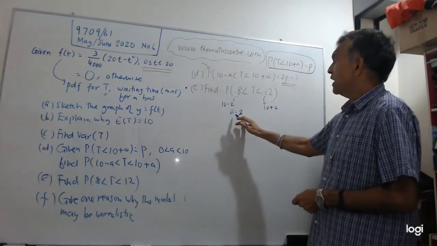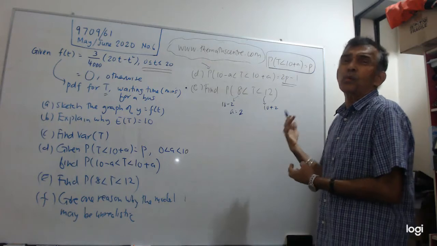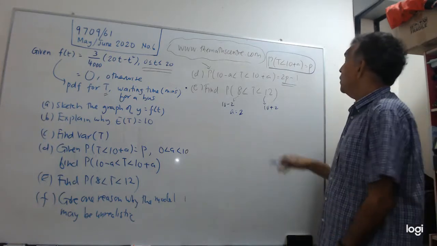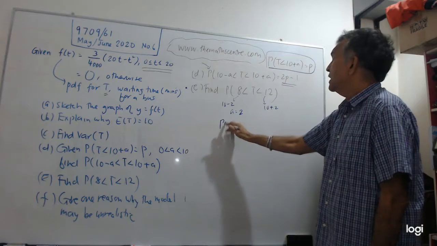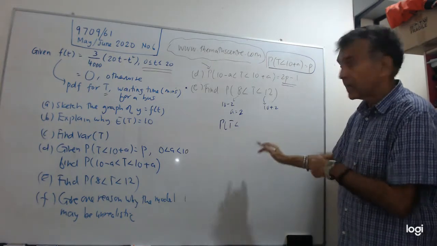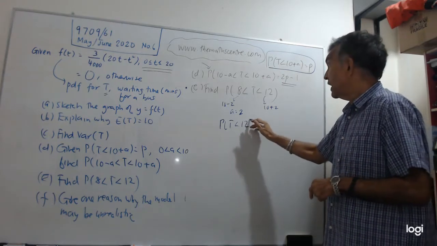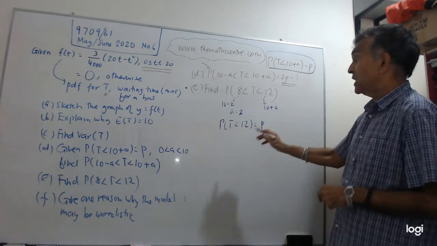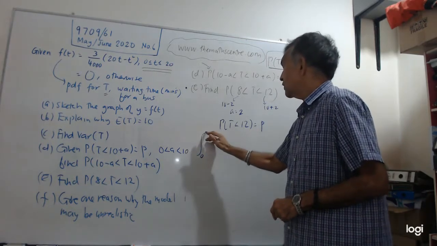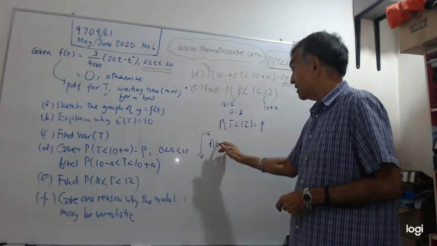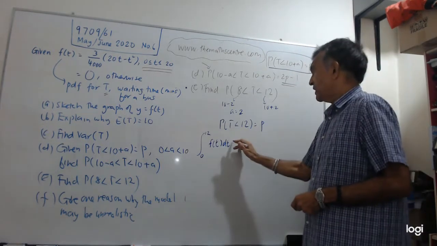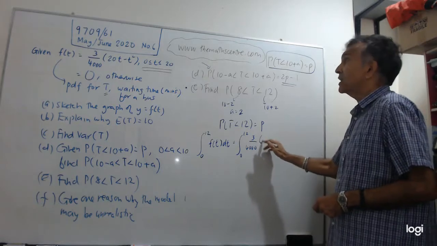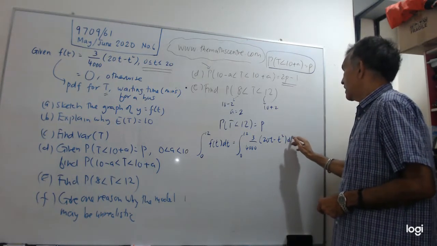So I'm going to use my answers to D and not do so much work as far as integration is concerned. I still have to do the integration, but only the plugging in part. Remember, probability t less than 10 plus a. What is a? 2. So 10 plus a is 12, and this is my p. So the probability of t less than 12 is p, which is the integral from 0 to 12 of f(t) dt. What is f(t)? 3 over 4,000 times 20t minus t squared, dt.